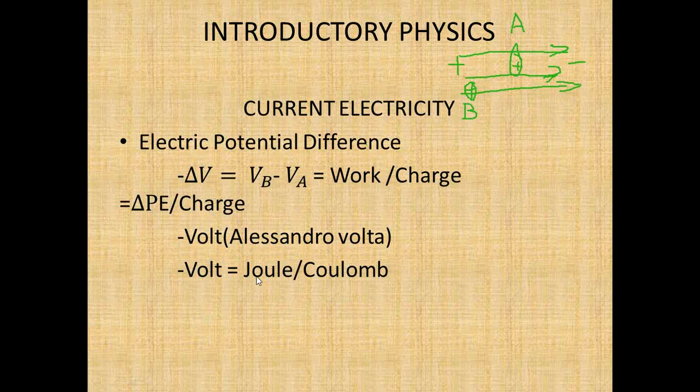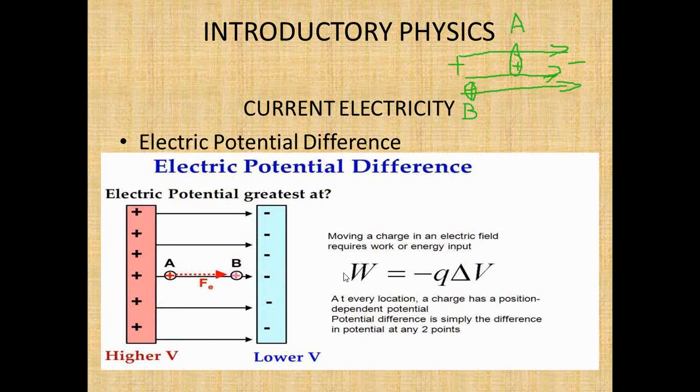Energy is in joules, charges in coulombs. So that is the metric unit. All right, just going over the same concept again. You have your positive source charge. We call this the high potential terminal, and we call the negative the low potential terminal.